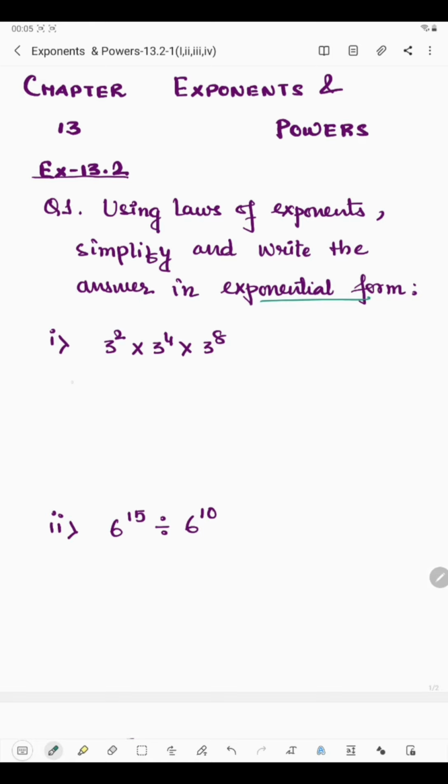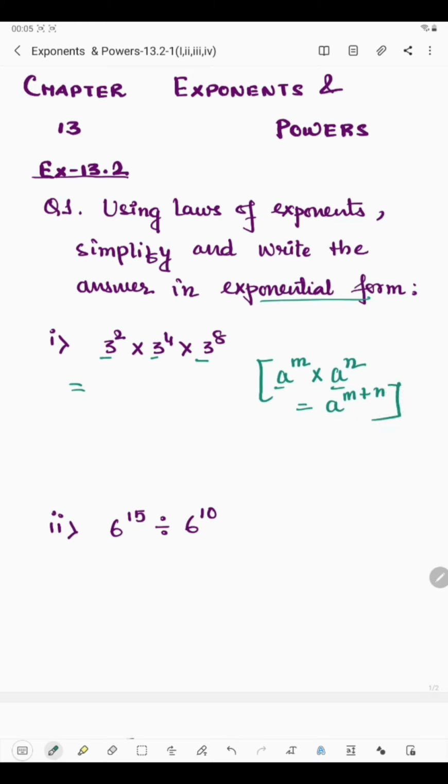Now here we have 3 raised to the power 2 multiplied by 3 raised to the power 4 multiplied by 3 raised to the power 8, in which we have same bases. And according to the law, if the bases are same, like here if I take a^m multiplied by a^n, in which we have same bases and in between a multiply sign is there, then powers will be added. So how to write this? a to the power m plus n.